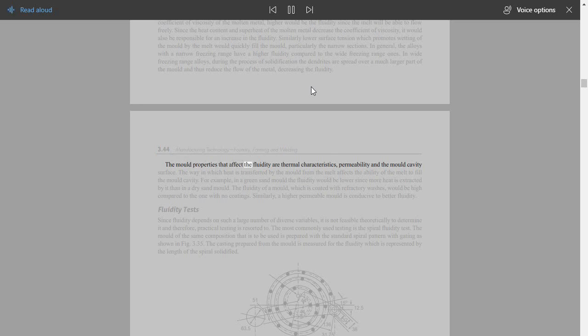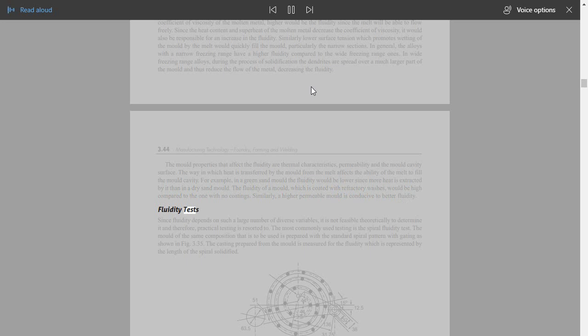The mold properties that affect the fluidity are the thermal characteristics, permeability, and the mold cavity surface. The way in which heat is transferred by the mold from the melt affects the ability of the melt to fill the mold cavity. For example, in a green sand mold the fluidity would be lower since more heat is extracted by it than in a dry sand mold. The fluidity of a mold which is coated with refractory washes would be high compared to the one with no coatings. Similarly, a more permeable mold is conducive to better fluidity.